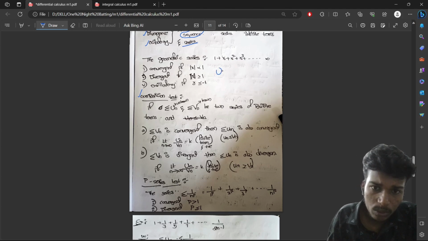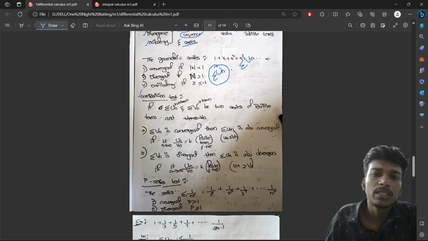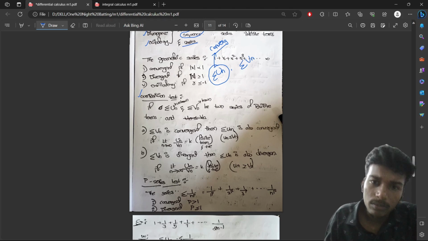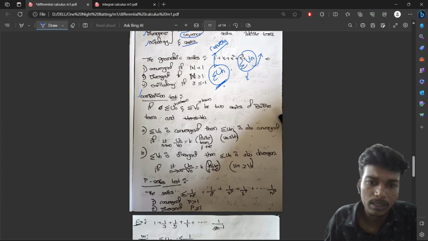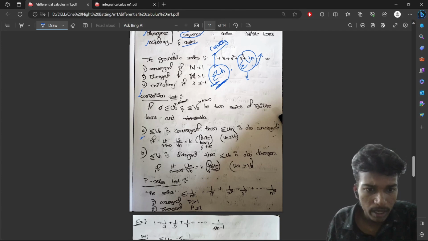That means just consider two series, sigma un and sigma vn. Sigma un is the given series. We have to find the convergence or divergence of this series. We have to predict whether it is convergent or divergent. Sigma vn is the series that we took. With the help of this series, we will judge the convergence or divergence of the sigma un series. To judge it, we use these conditions.